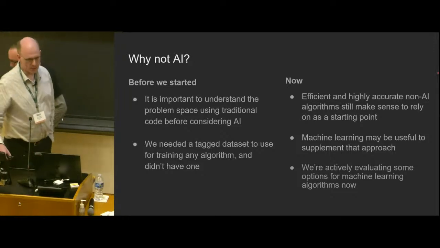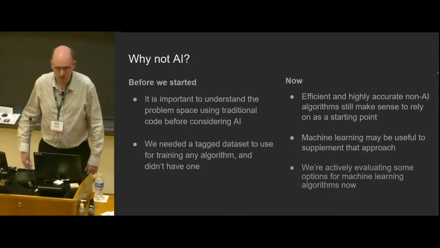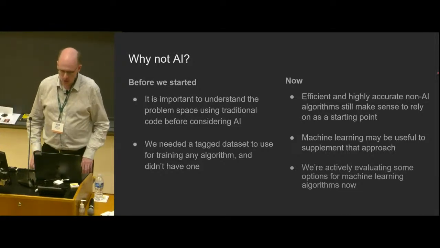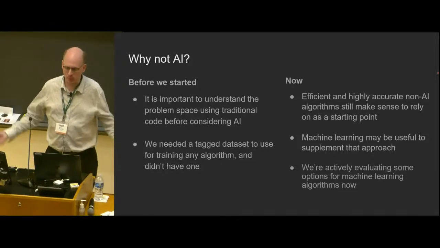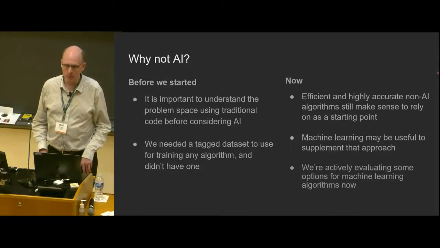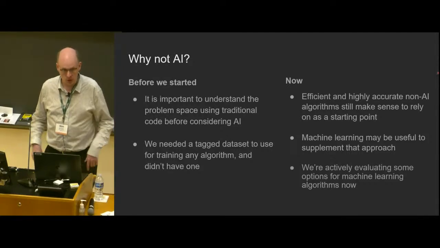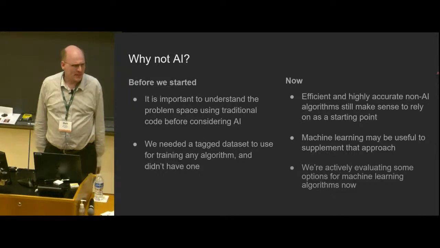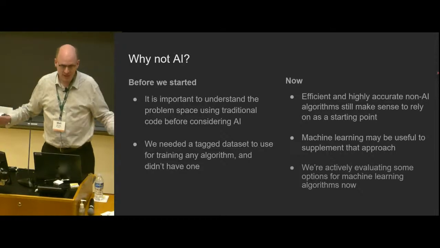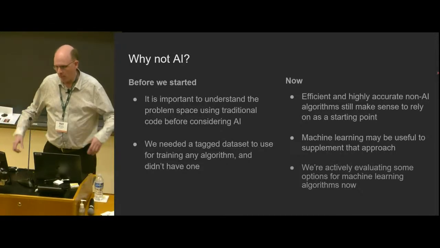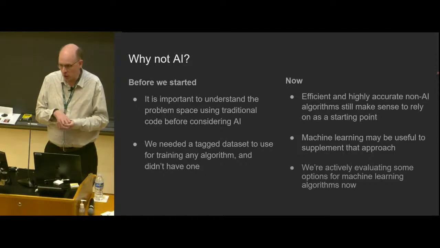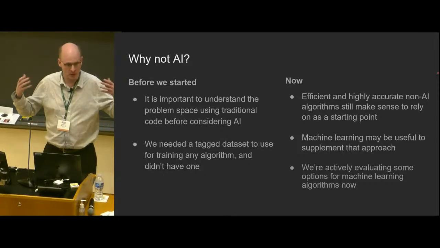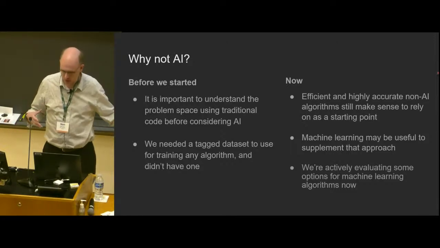So now is the big question. Why not AI? Everybody else seems to be doing it. What are we doing? When we started this project, we thought it was important to understand this kind of problem space using traditional coding implementations rather than just turn to the big magic box, because we needed a baseline to compare it to. Frankly, we also needed a tagged training set to consider training anything, and we didn't have that yet either. Now, at this point, a couple months into the project, we still believe that efficient and highly accurate non-AI algorithms probably make the best sense as a starting point, and then use AI as a comparison afterwards.